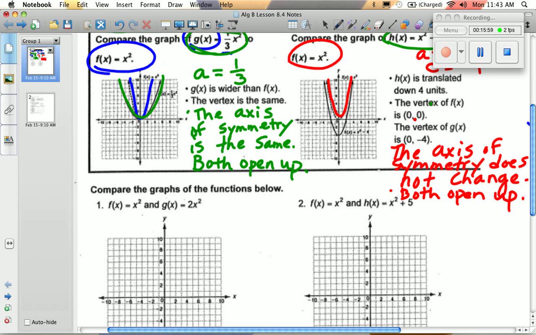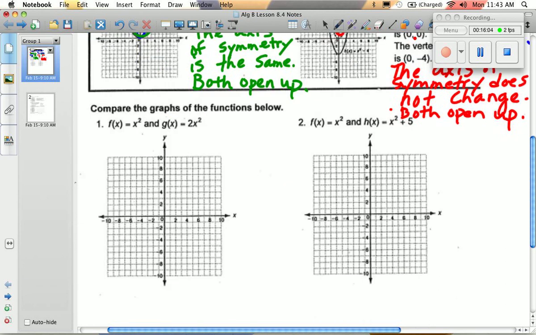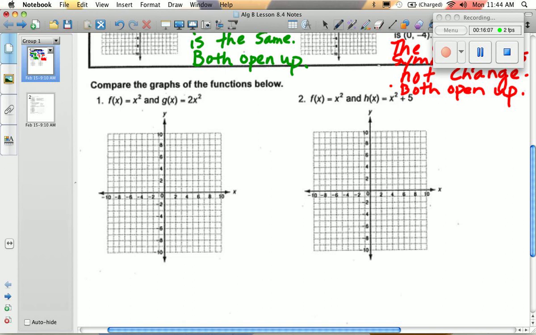Okay, so let's start doing some practicing of our own here. Compare the graphs of the functions below. I have a graph there for us because I want us to be able to visualize what it will look like also. So right now, let's talk about g of x. What does a equal? 2. What does c equal? Remember, we only have to worry about a and c right now. I don't have a c, so what is it? 0. And remember, in the parent function, a is 1, and c is 0 also.